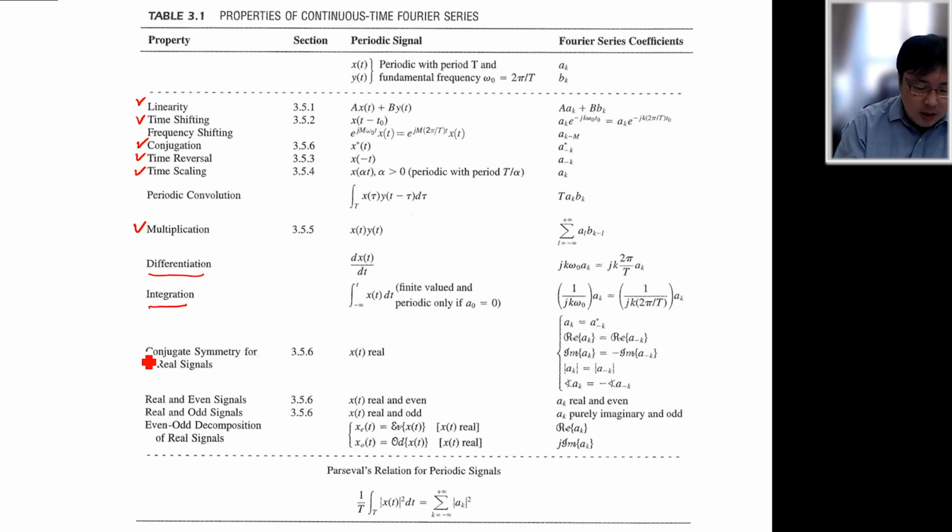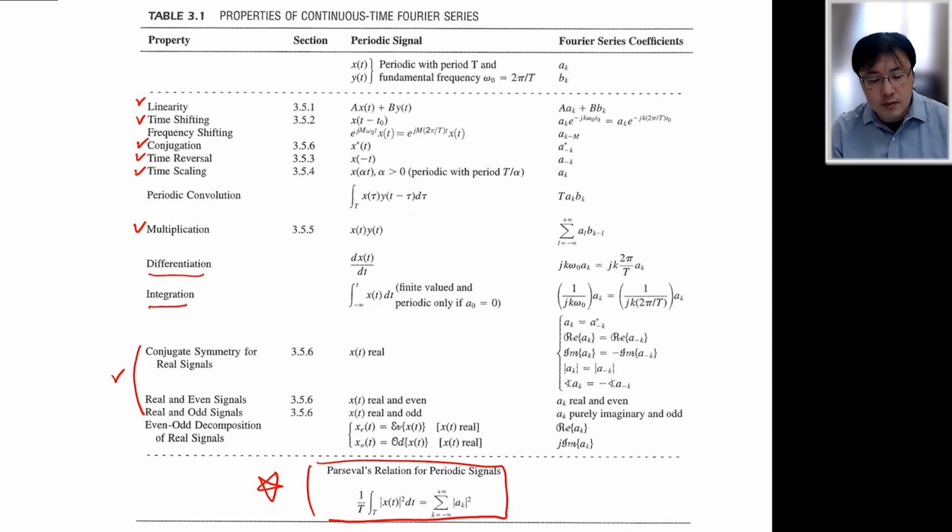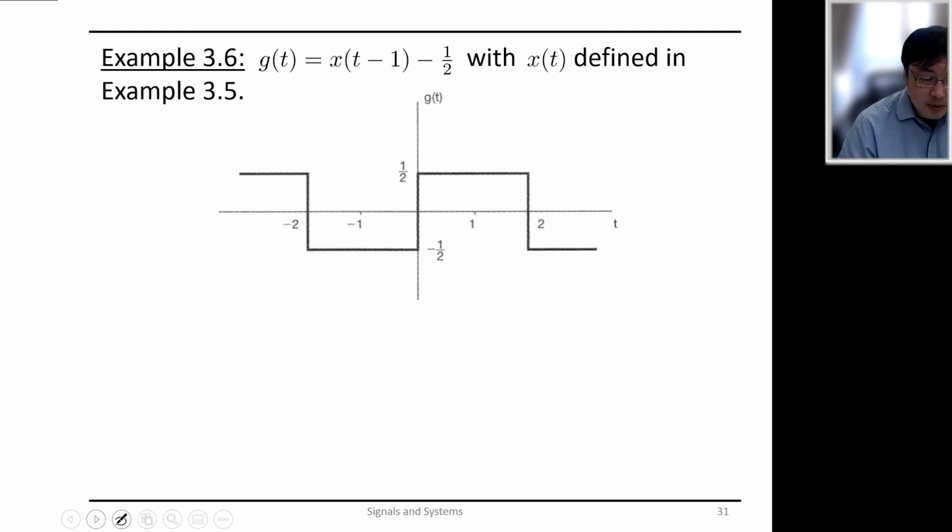Now we also looked at conjugation, real and even, real and odd signals, and most importantly, we looked at Parseval's relation. Now let's look at a few examples.